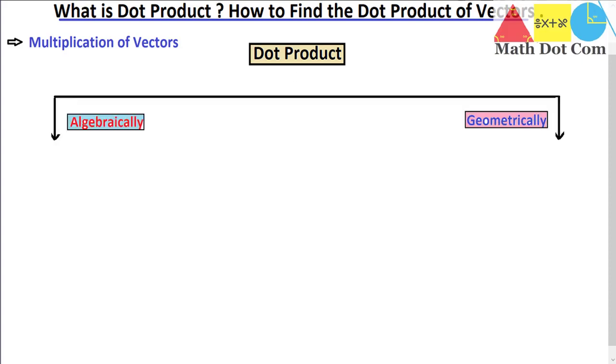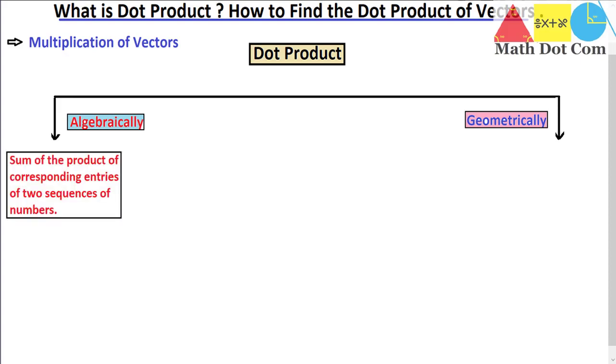The two methods of finding the dot product of two vectors are the algebraic method and the geometric method. In the algebraic method, you can find the dot product of two vectors by finding the sum of the product of corresponding entries of two sequences of numbers. This is just the definition. We will explain it with the help of an example later.